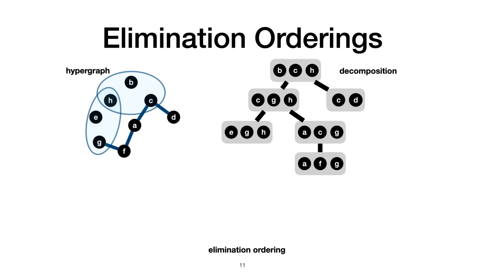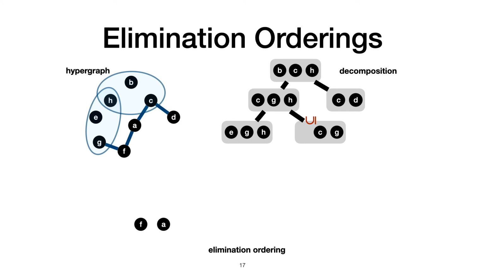Let's consider another hypergraph on the left-hand side and a decomposition on the right-hand side. F is only contained in a leaf bag, so delete F. The bag that now contains A and G is entirely contained in its parent bag, so delete the bag. A is only contained in a leaf bag, so delete A.